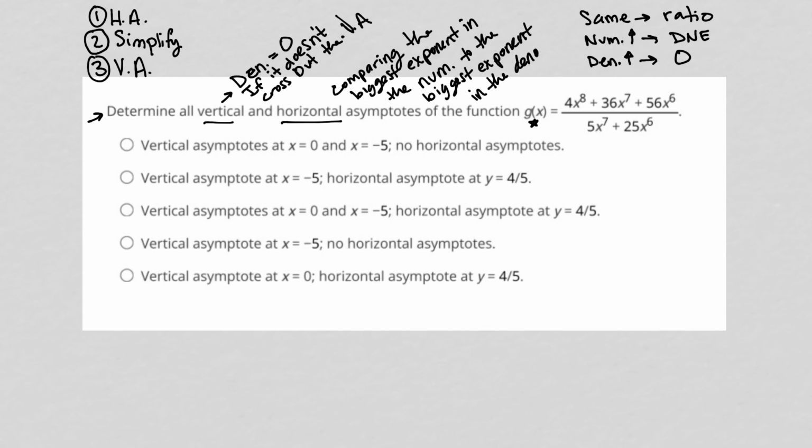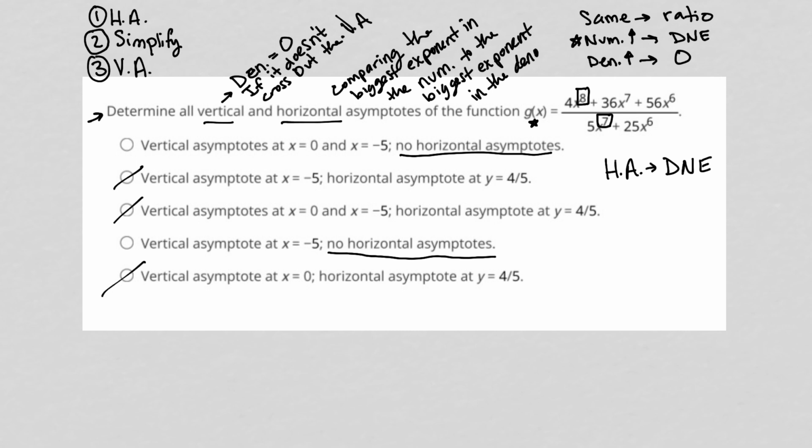So let's do the first step. The biggest exponent in the numerator is 8. The biggest exponent in the denominator is 7. That makes the numerator greater than the denominator, which means that there is not a horizontal asymptote. The horizontal asymptote does not exist in this question. That could be potentially enough to answer this question. So let's see. This says no horizontal asymptotes, and this one also says no horizontal asymptotes. So technically, if we're just playing process of elimination, that would mean 1, 2, and 3 have to be gone, just based upon that one rule there.